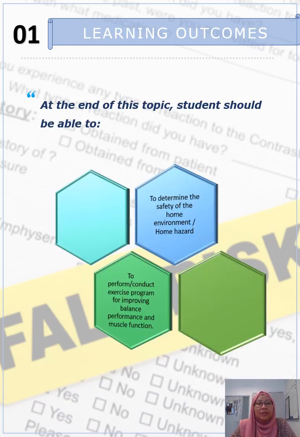So, what is expected as the learning outcomes at the end of this topic? You should be able to determine the safety of the home environment, and you should be able to identify home hazards that can cause falling. You should be able to conduct an exercise program for improving balance performance and muscle functions among older persons that can actually reduce risk of falls.